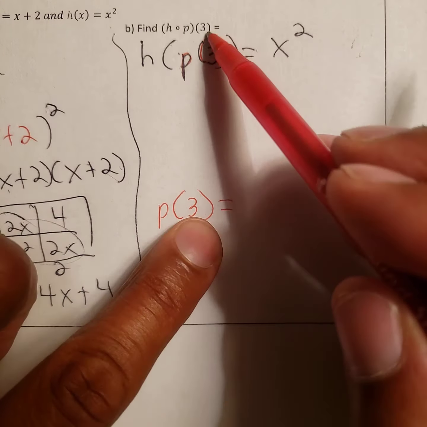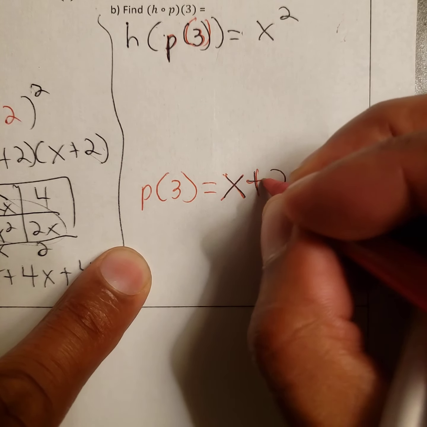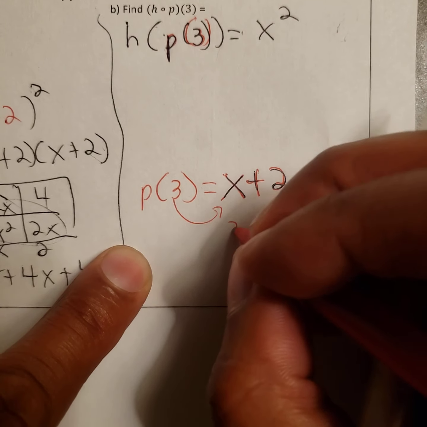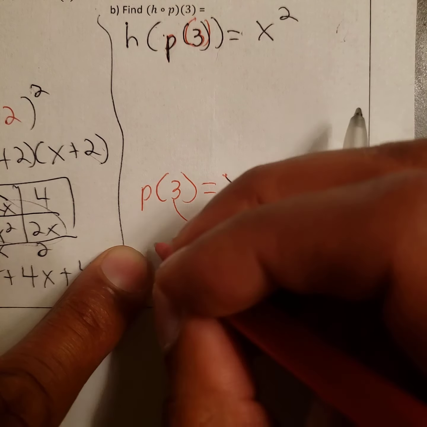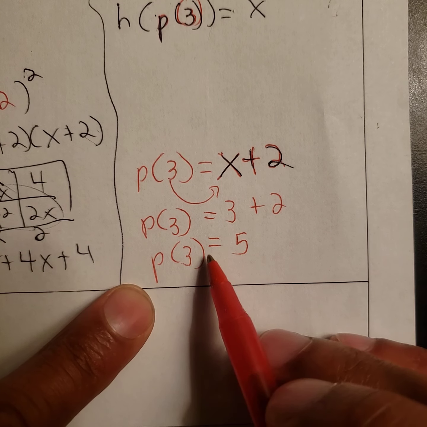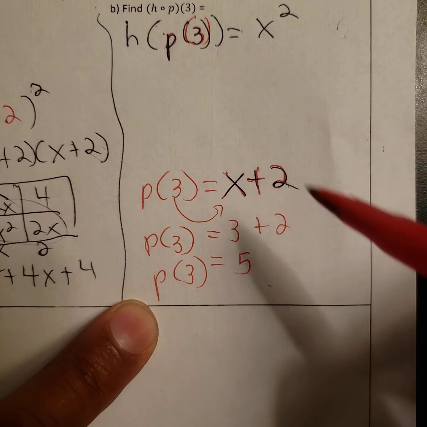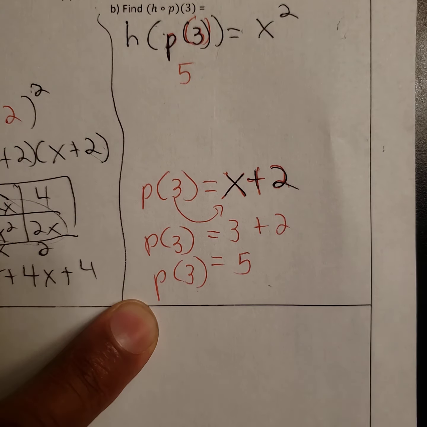So p of 3, we know p of x is equal to x plus 2. Now we just substitute 3 in. I should have used all red. So that just goes in for x, p of 3, and then it just gives you 5. So now we know what p of 3 is. Now we just put that in for p of 3 here. p of 3 is equal to 5. So we just say that's 5 now.